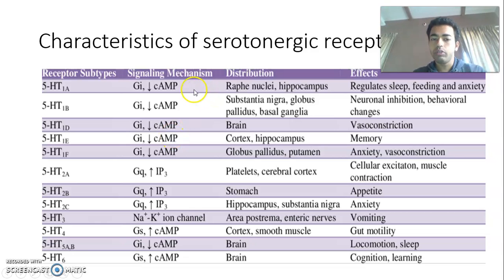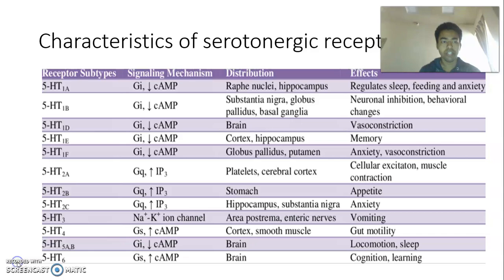What is the distribution of 5HT1A? It is mainly present in the raphe nuclei and hippocampus, and its activation will regulate sleep, feeding and anxiety. The next one is 5HT1B, which is mainly found in the substantia nigra.